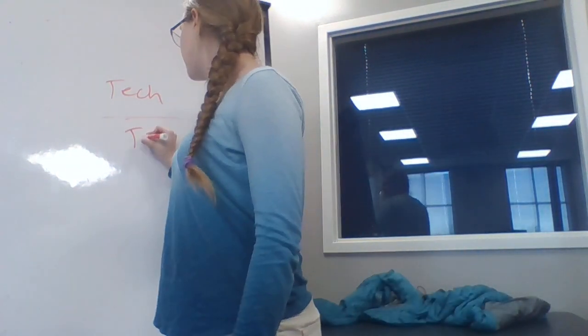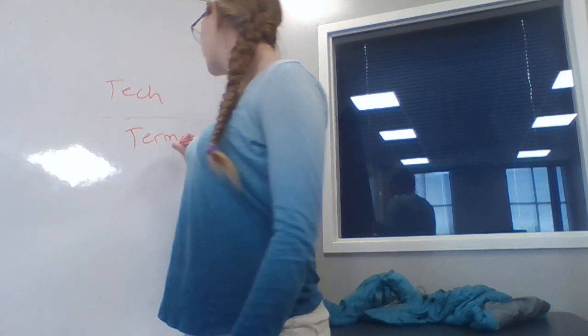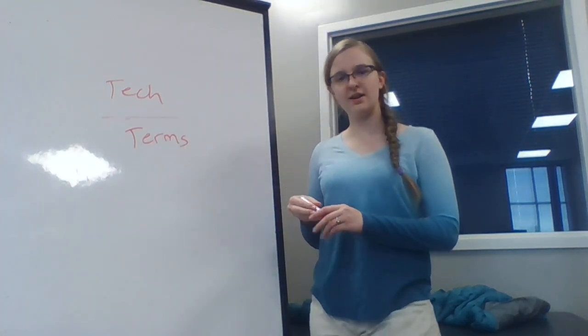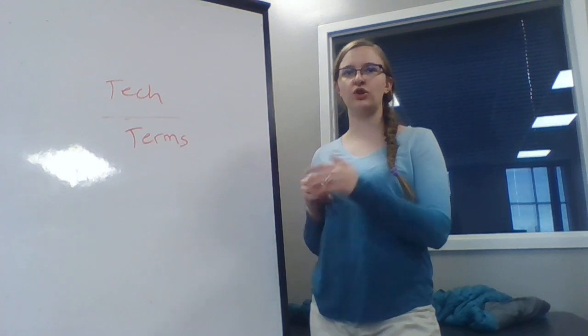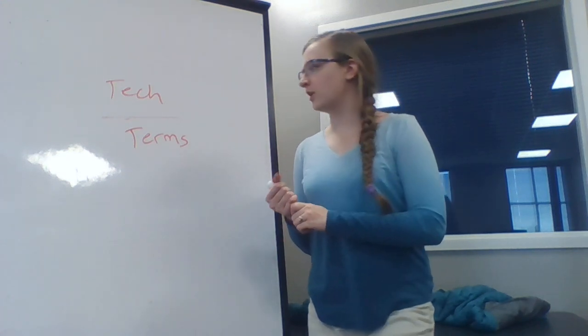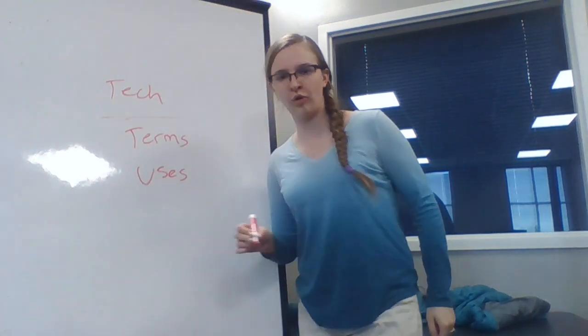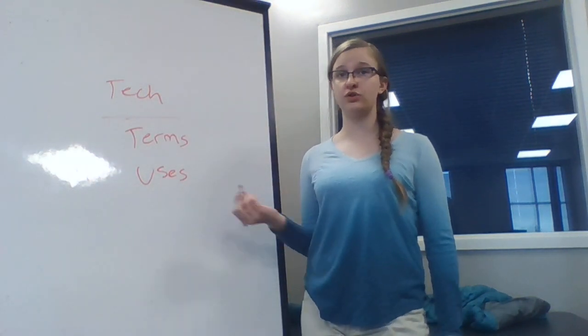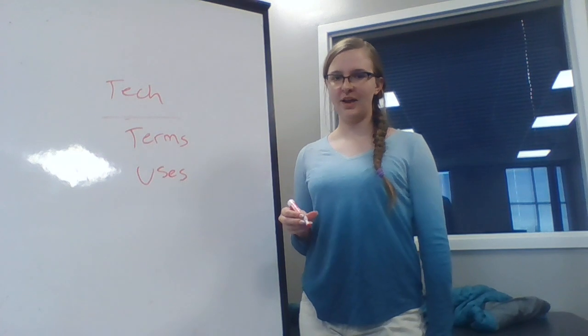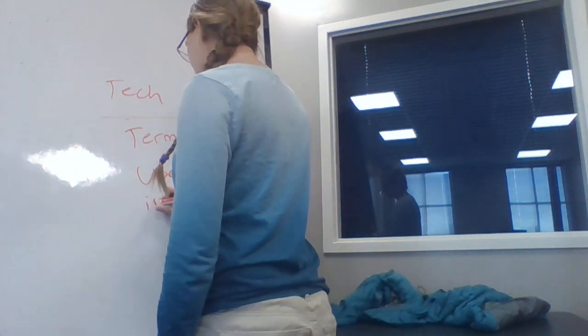So the things you're going to want to write down with your tech are terms. If they're called by any other name or nickname, make sure that you write that down. You've got to make sure you list their uses. Not all technology is used for one thing. There are a lot of multi-use tools, right? And then last thing, importance to the scene or plot.